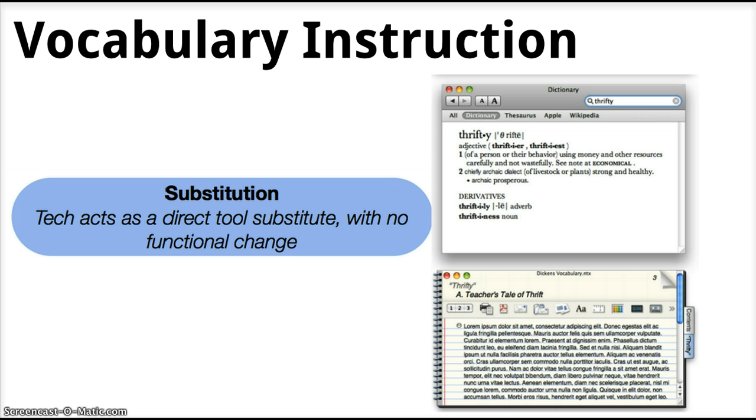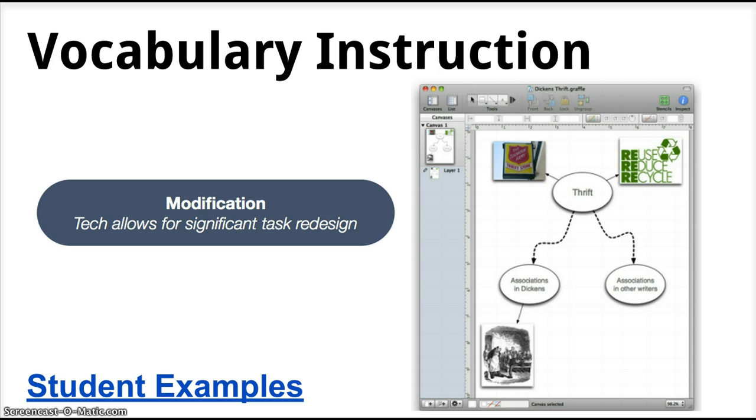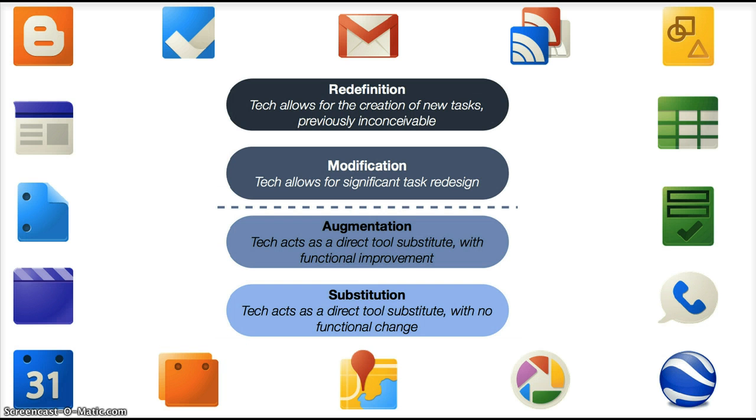Another example is vocabulary instruction. You can look up words in a dictionary, or you can look up words online. For augmentation, you could start using some tools like Visuwords and Snappy Words, where the kids get connotations of words, or they get synonyms and antonyms. Moving through modification, the students can start creating their own mind maps or definitions, or using images using technology. And then when you get to redefinition, students are defining words by creating movies using images and sounds that could describe the word. So there are lots of different ways that you can think through it. But the SAMR model is not about the tool, it's about how we're using the tool.